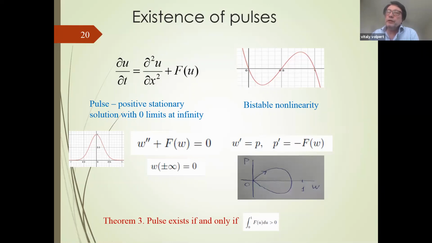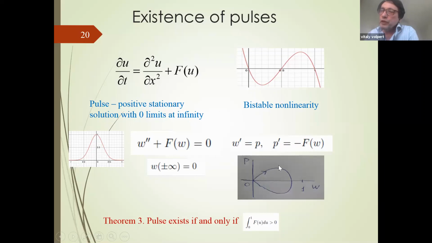So the question is whether such a solution exists. If we use the same method as before, we have a second order equation, but a little bit different. Before, for the waves, we had this first order term plus CW prime. Here we consider just a stationary solution of this equation. We have this equation, and in fact, we can even analytically solve this problem now.